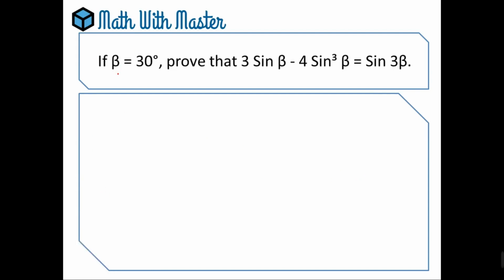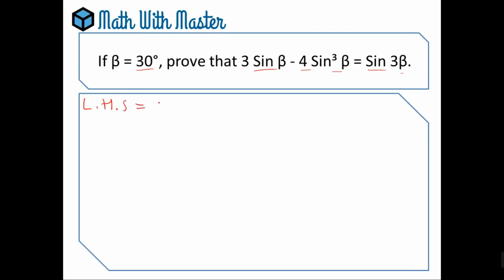If beta is equal to 30 degrees, prove that 3 sine beta minus 4 sine cube beta is equal to sine 3 beta. So don't get confused. Here first we will solve the left hand side.